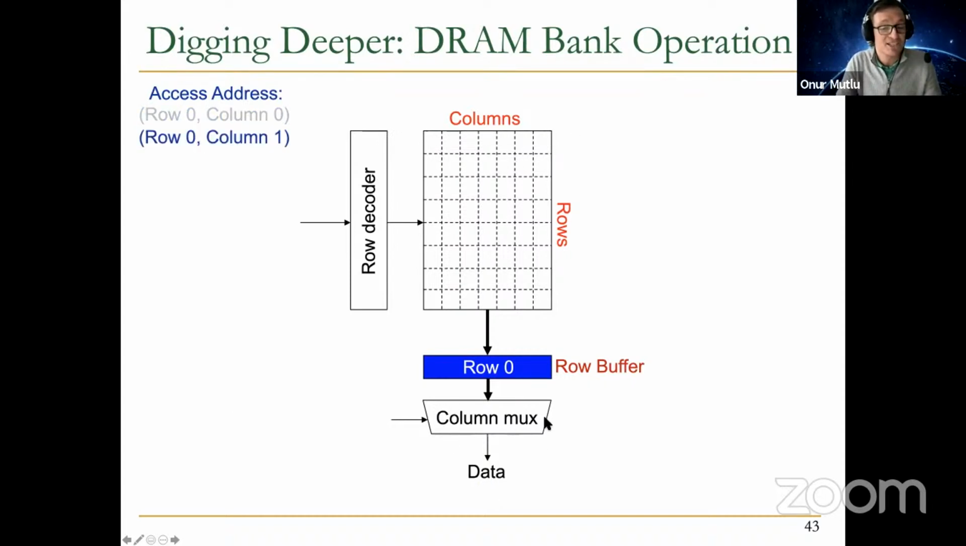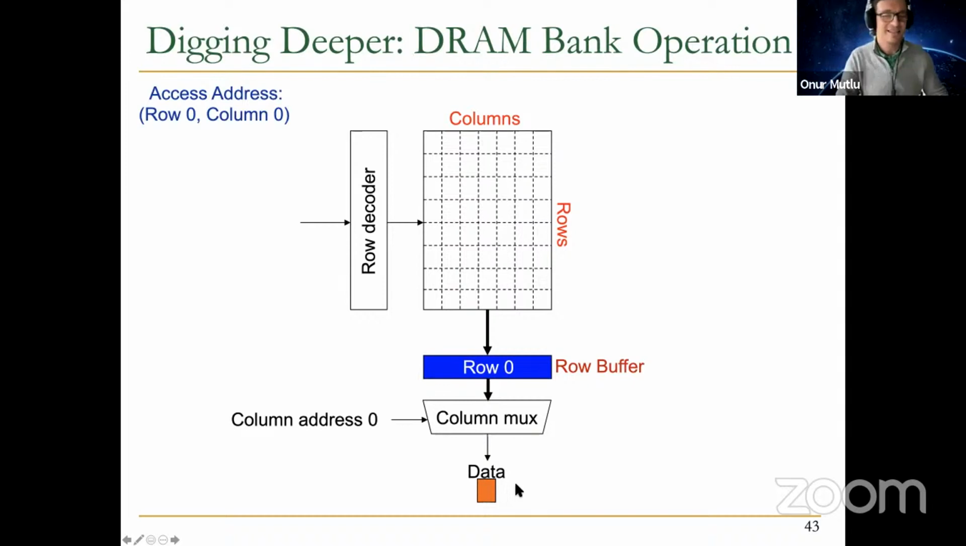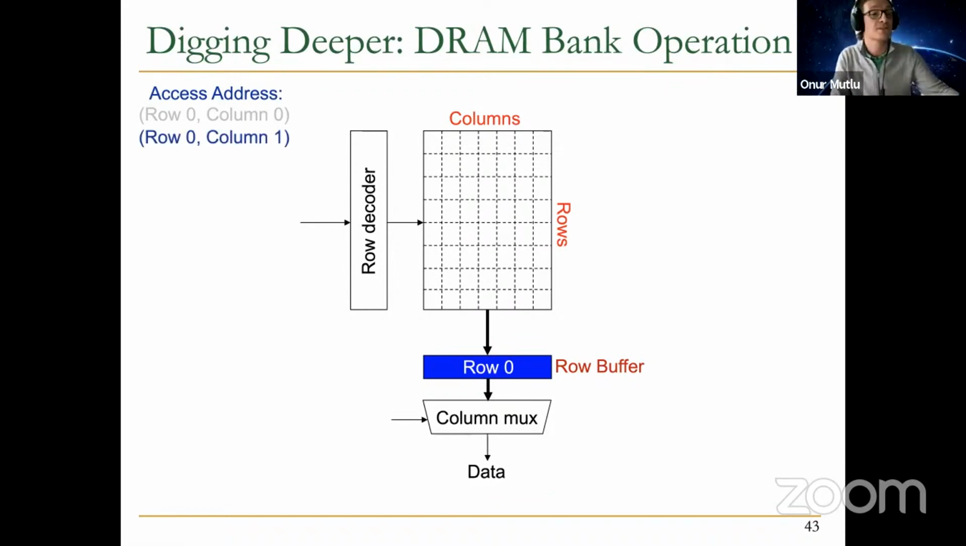The job of the multiplexer is, given an address, you want to select what you want. So here you have some number of columns. You want to select column 0, the data out. That's the idea over here. This is what we did to access row 0, column 0. Now let's say the next access from the processor is to row 0, column 1. What the memory controller does is look at the row buffer. Oh, the row buffer already contains row 0, so I don't need to do all of that row activation. I can just send a column command.